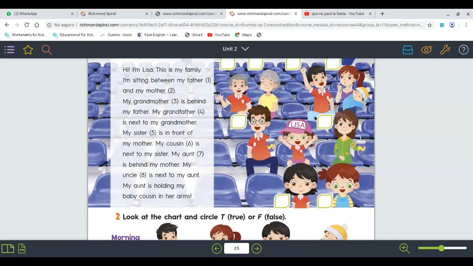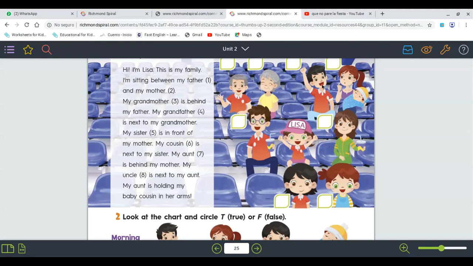My aunt, tía. Esto sí no lo vimos el año pasado. Ni cousin. Cousin es primo o prima. En este caso, ella es la hermana y esta es la prima. My aunt, mi tía, is behind my mommy, my mother.